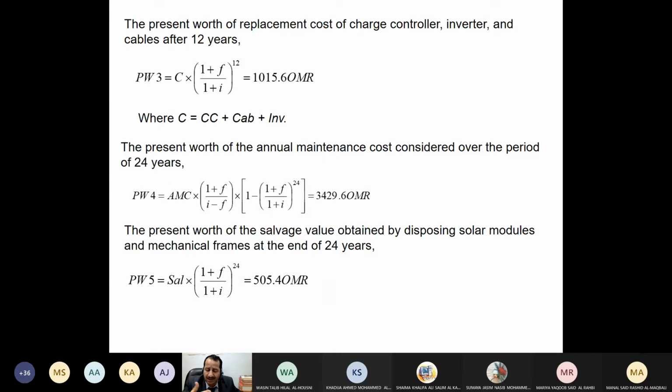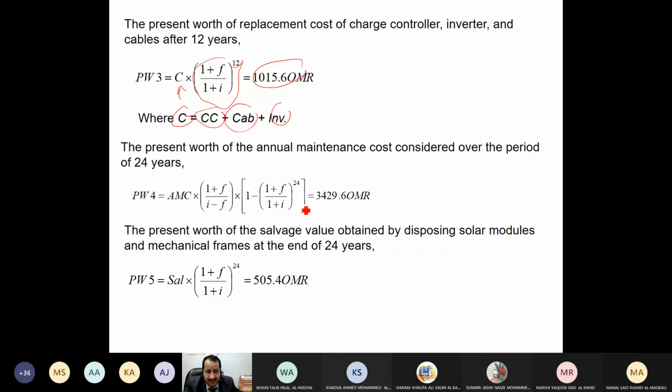For cable, charger, controller, and inverter, all of them are to be replaced after 12 years. So since they are to be replaced after 12 years, I will add them. I call them C, the cost of all of them, which is charger cost, controller cost, cable cost, inverter cost. I multiply it by the same formula raised to power 12, because after 12 years I will change them. So this is what I got.